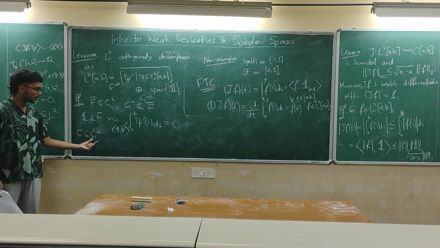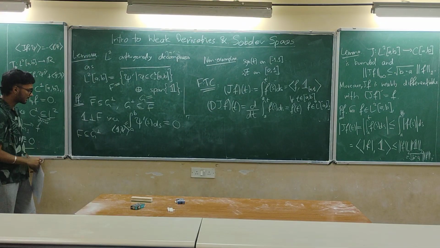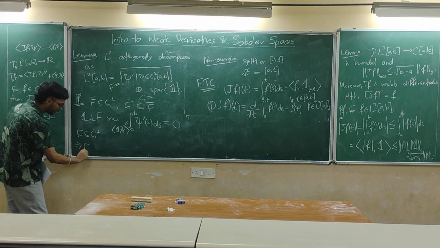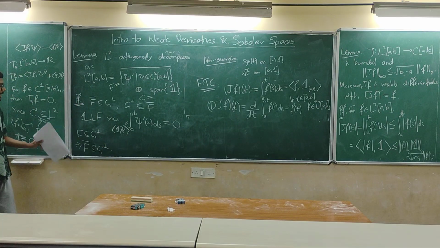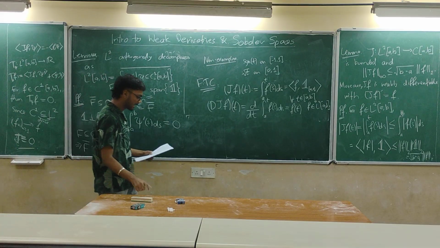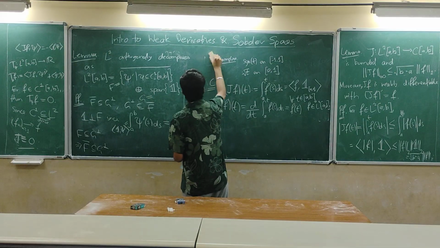Since the orthogonal complement of G is a closed subspace, we must also have the closure of F is also contained in G perpendicular. So that's one direction. The next direction is a little tedious.